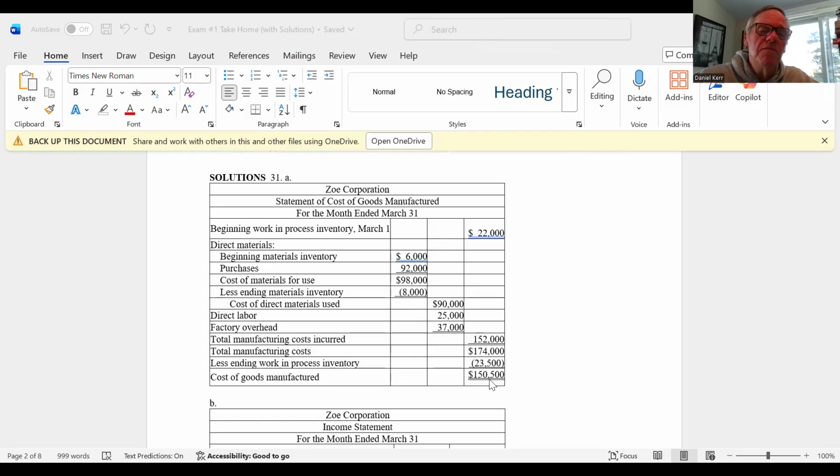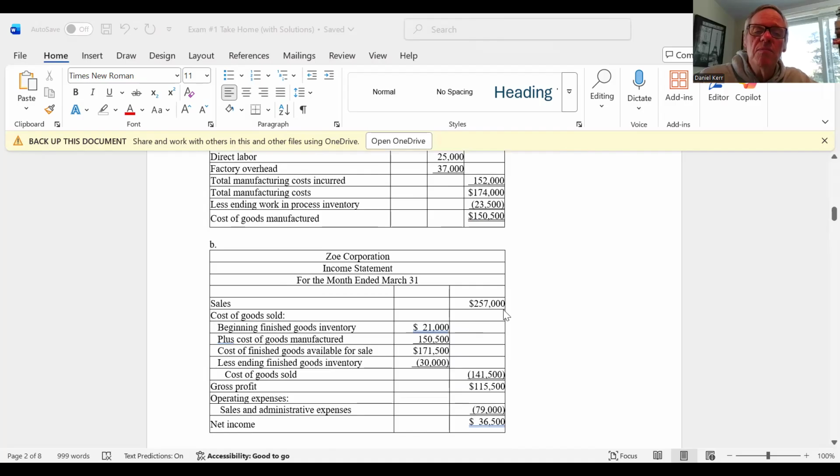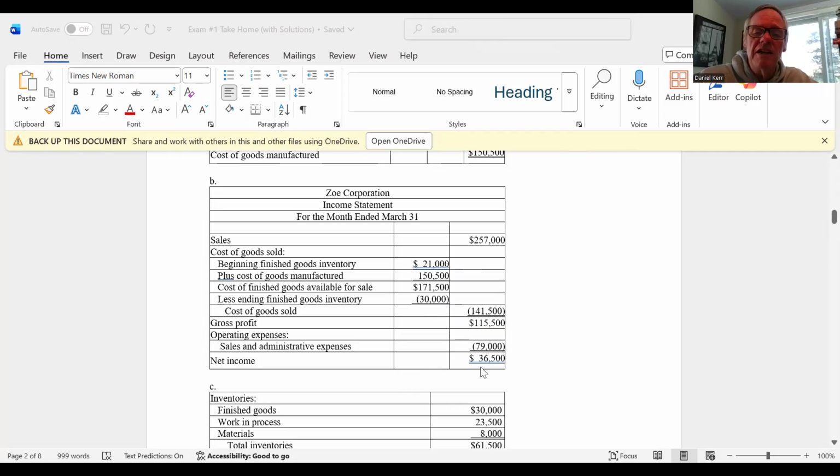Where you lost points was you didn't put it in the proper format. If you just showed your computations and you didn't show the format of a statement of cost of goods manufactured, you didn't get full credit for it. Then you had to do the income statement. The income statement was the revenue minus the cost of goods sold, which was beginning inventory, plus cost of goods manufactured, not purchased, gives you finished goods available for sale, minus the ending inventory gives you cost of goods sold. Subtract that from the sales, that gives you the gross profit. Subtract out the selling and administrative expenses, and you get the net income. So you had net income in there, $36,500.